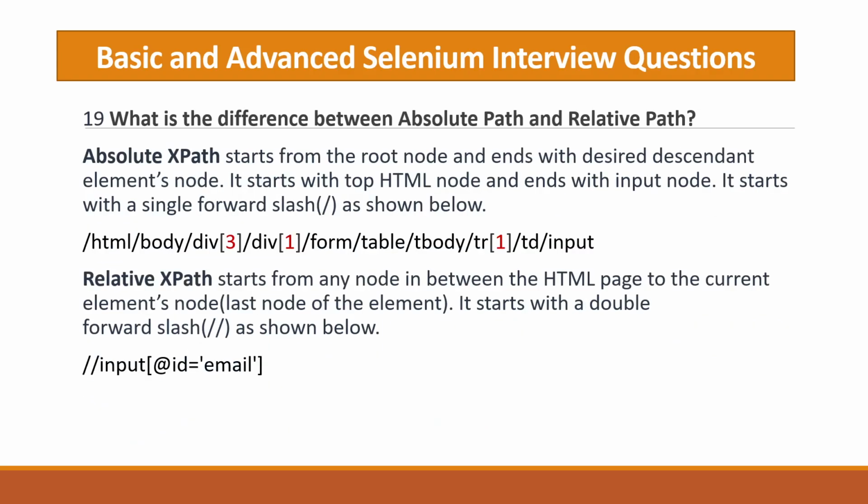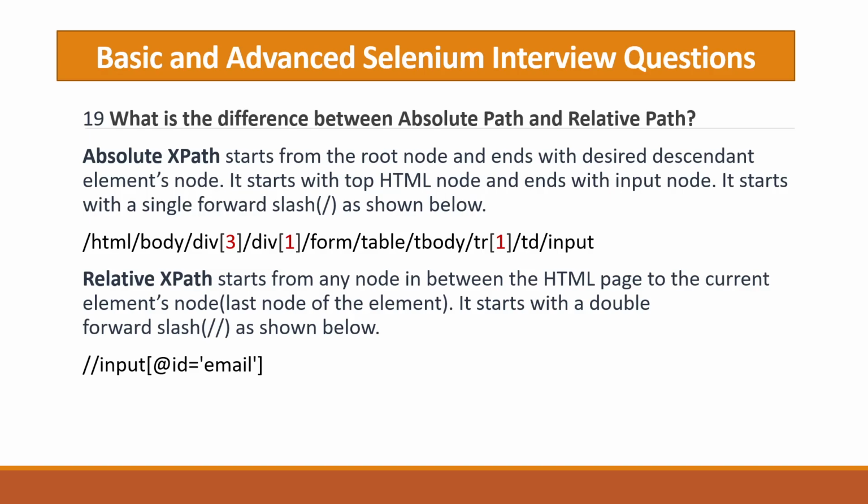The next question is, what is the difference between absolute and relative path? Absolute XPath starts from the root node and ends with the desired descendant element's node. It starts with the top HTML node and ends with the input node. It starts with a single forward slash. This is the example for that.